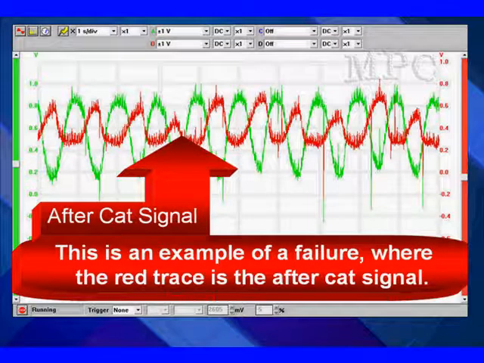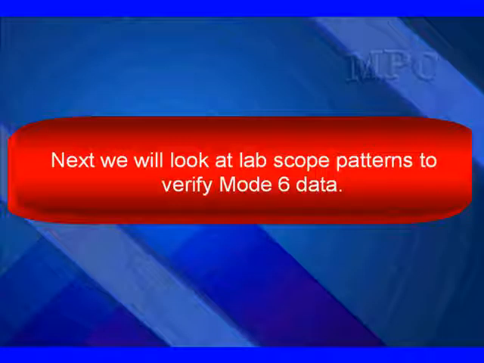Notice this red after catalyst signal. In this example of a failure, where the red is the aftercat signal, we have far too much switching. It's switching almost as frequently as the green. So this is one of the patterns. We've seen several different patterns, but we'll show you the whole thing when we look at our lab scope patterns to verify the mode 6 data we're looking at here.